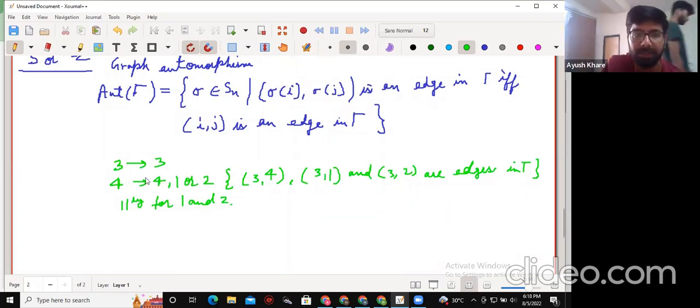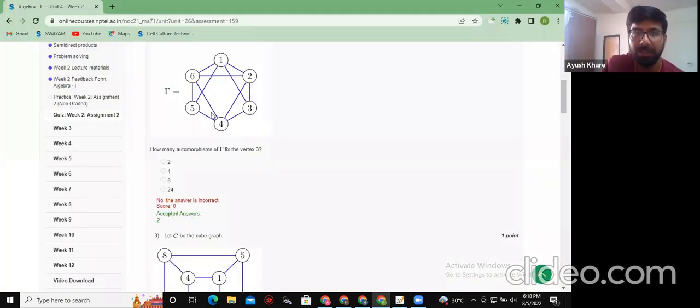Now you see that you have 6 options, right? Because your 3 is fixed and you have to permute these 4, 1, and 2. And once you are done with this, you can see what are the choices for 5 and 6. Out of these choices, only 2 will preserve this set of edges. That I leave to you because it's just a computation. Once you are clear with the definition, you can just compute it on your own. Okay.